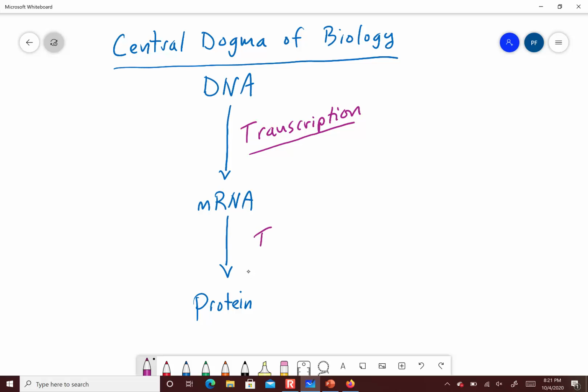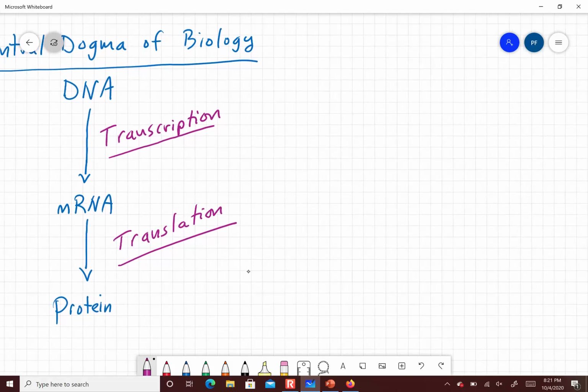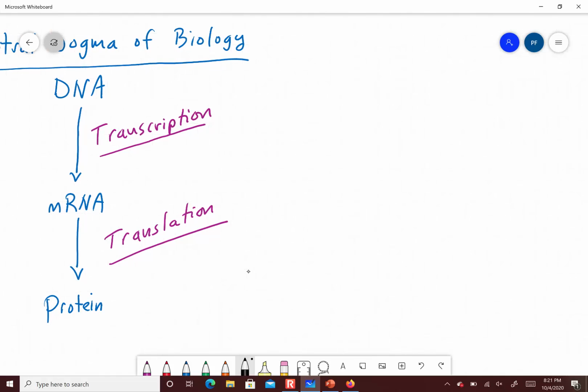And then mRNA to protein, that's called translation. So the central dogma of biology is DNA gets transcribed into mRNA, and then the message in our mRNA is translated into a protein. I'm going to show you real quick how this is going to be happening. Just a real quick example.